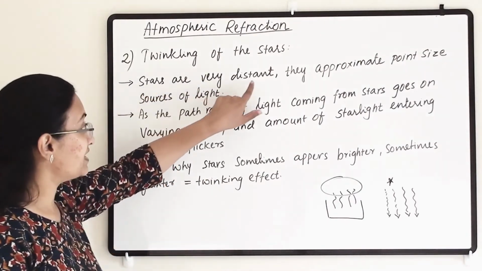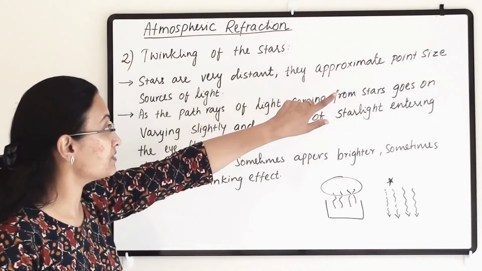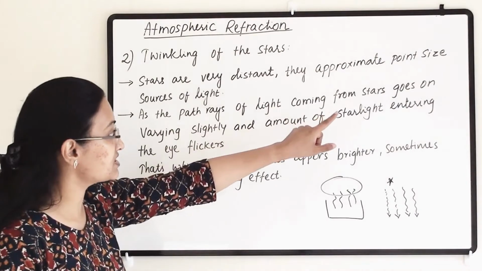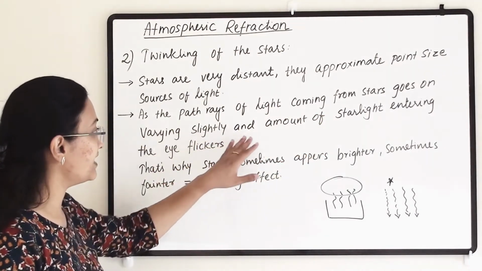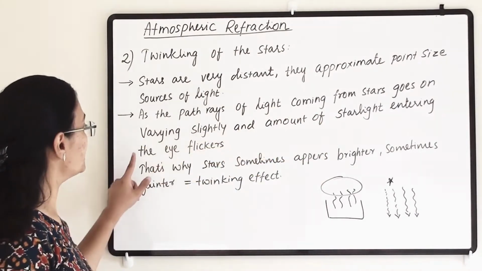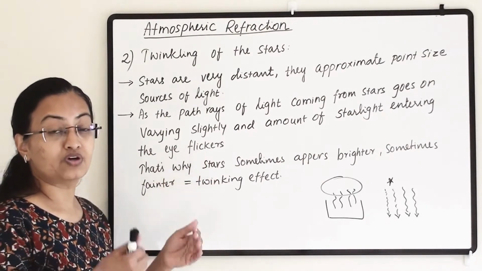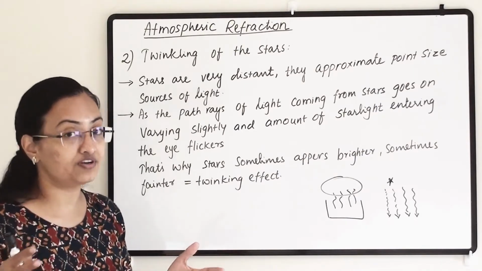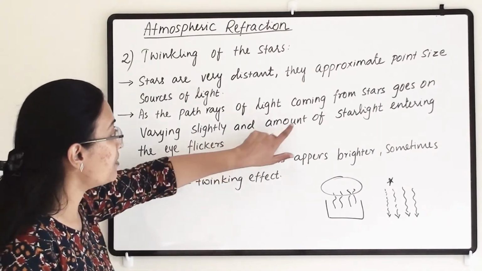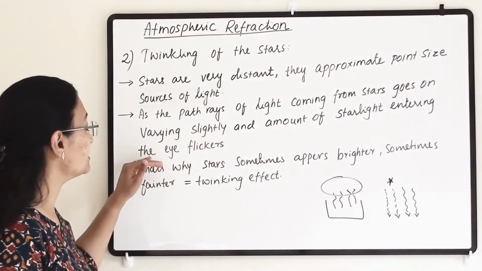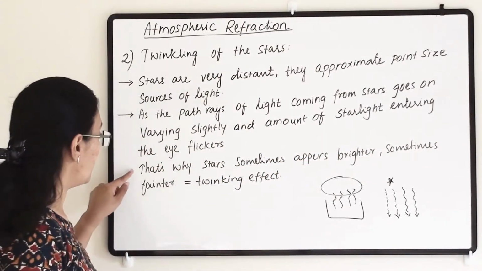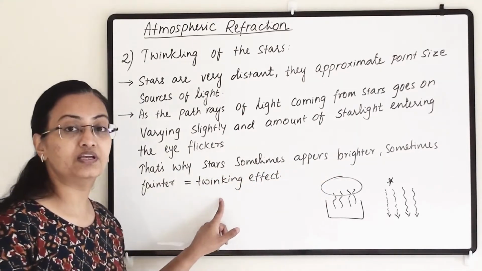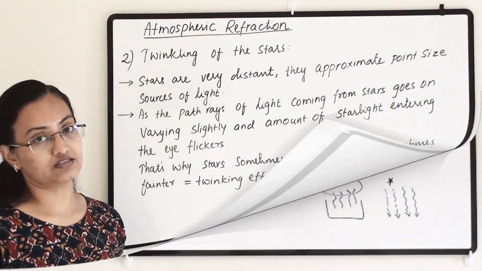So stars are very distant, and they are approximate point-size sources of light. As the path of the rays of light coming from the stars goes on varying slightly, the amount of starlight entering the eye flickers, because this starlight varies as it passes through different refractive indices. And that's why stars sometimes appear brighter, sometimes fainter. And this gives the twinkling effect to the stars.